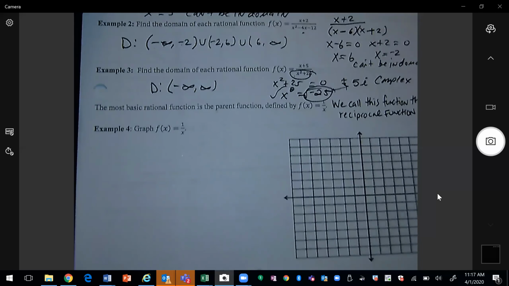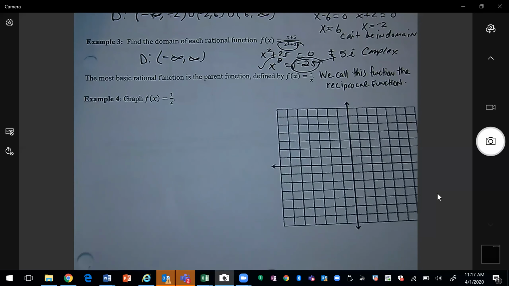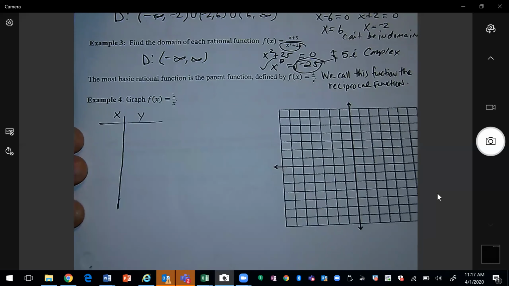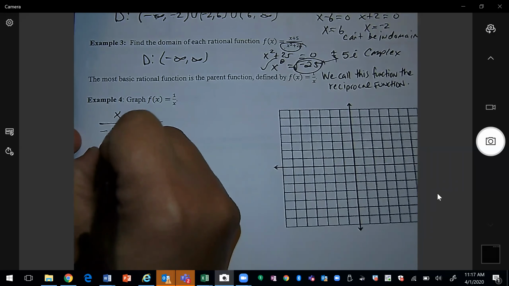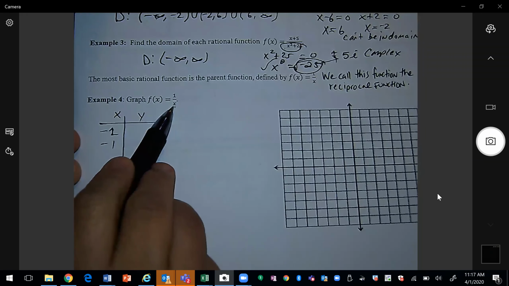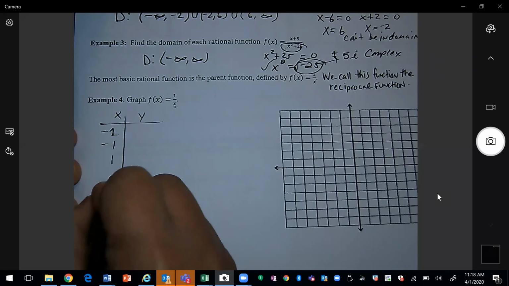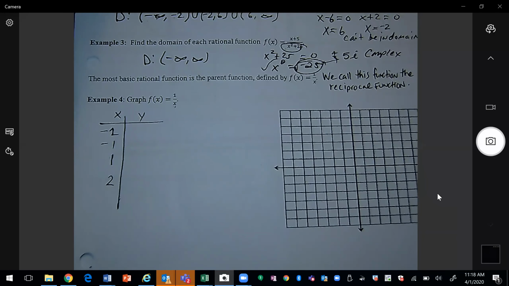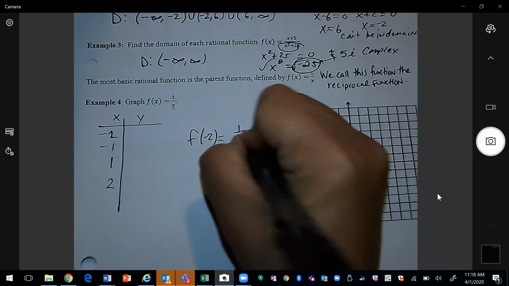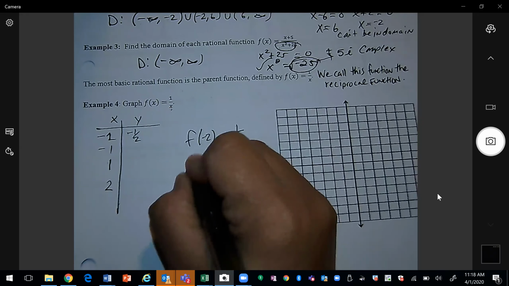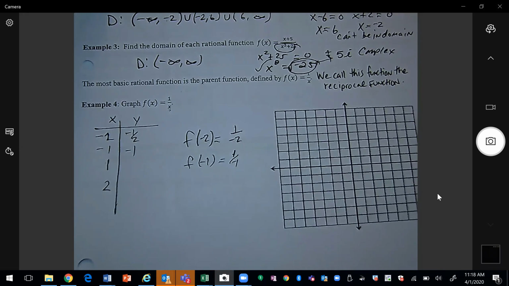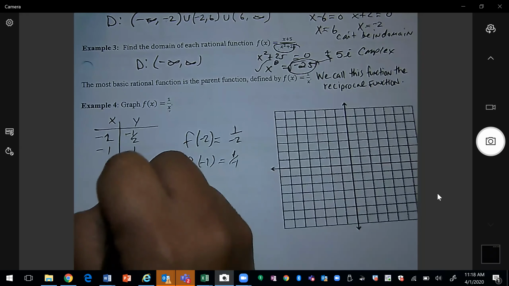But just like any section, we want to know, what does it look like? What does this function look like? So if I draw a table here for my x and y, I can use some negative numbers. Notice I have x down here. I cannot use 0. So I'm going to skip 0. And if I evaluate the function at negative 2, I'm going to end up with negative 1/2. If I evaluate it for negative 1, I end up with negative 1. If I evaluate it for 1, I get 1. And for 2, I get 1/2.